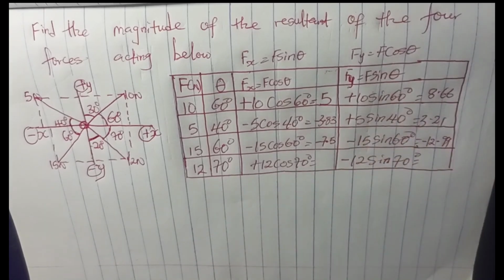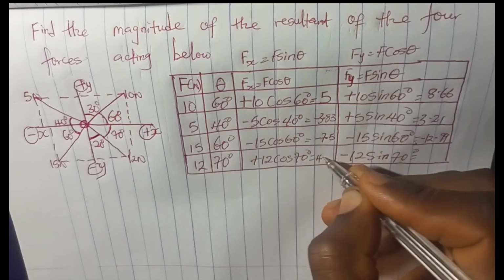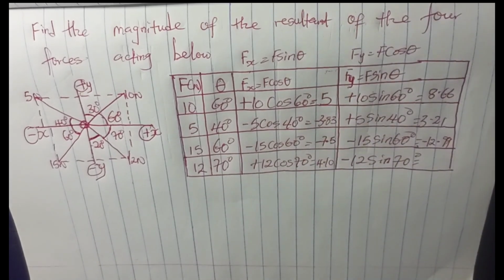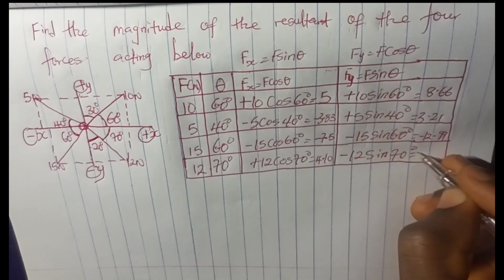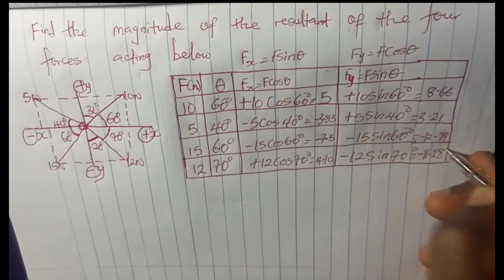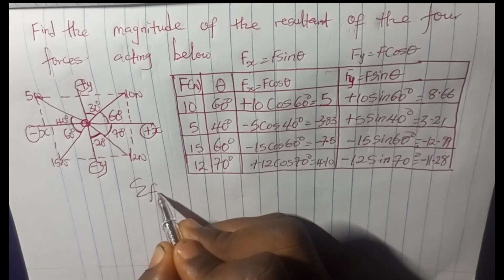Then I'm having 12 cos 70 degrees. That will give me 4.10. Then the next one, minus 12 sine 70 degrees. That is minus 11.28. Now the next thing I'm going to do is I have to take the sum of Fs, the sum of the horizontal component, and the sum of the what?